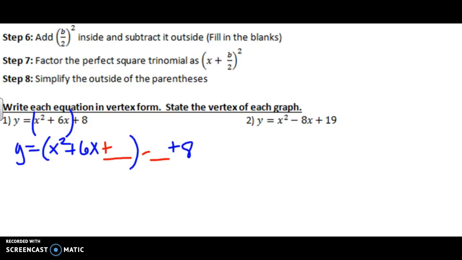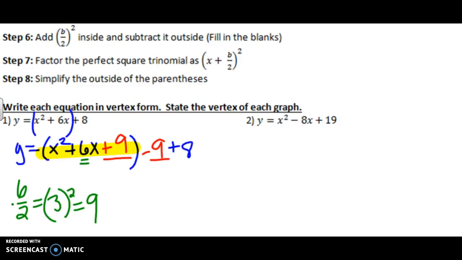So what we did before, we're going to take this 6, and I'm going to do this in a different color just so that you know that this is side work. So this 6 right here, we're going to divide it by 2, which gives us 3, and then we're going to square it, just exactly what we were doing on those first few problems. We found out our number was 9, and we're going to fill in the blanks with that 9.